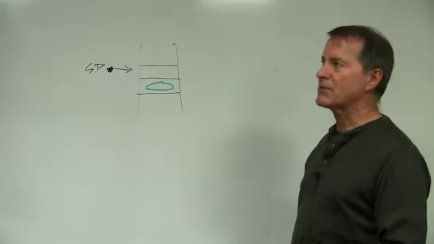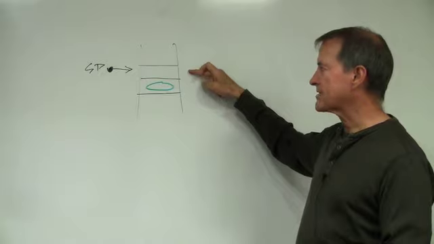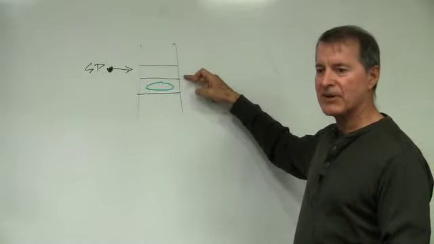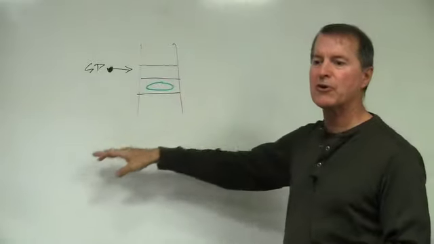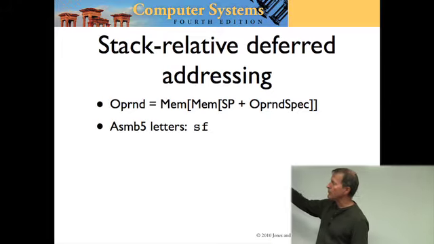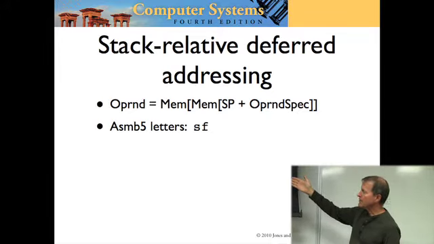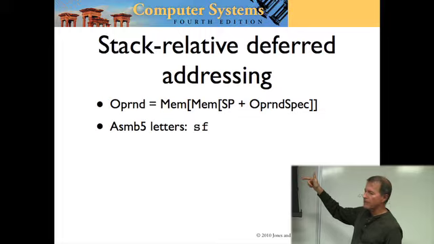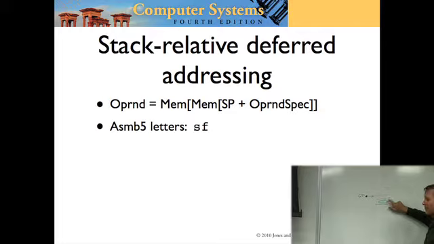So what we need is deferred. We need to do the same thing as stack relative addressing, but it's stack relative addressing deferred. Here is how the stack relative deferred addressing mode works. The assembly language mnemonic is SF, which stands for stack relative deferred. It's easy to see what it does here: it takes the stack pointer plus the operand specifier, adds those together, and then Mem of that is where the operand is.